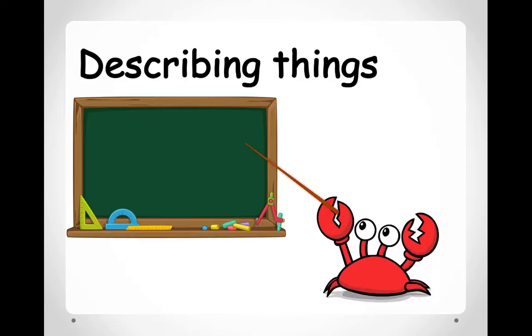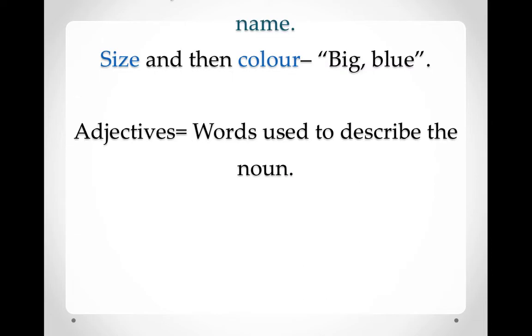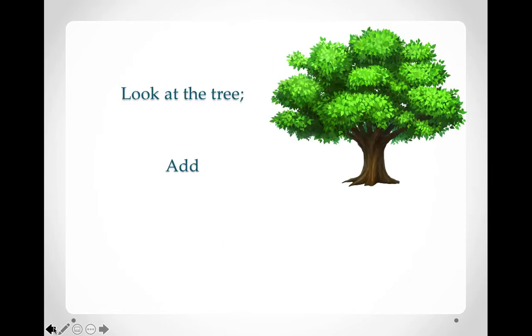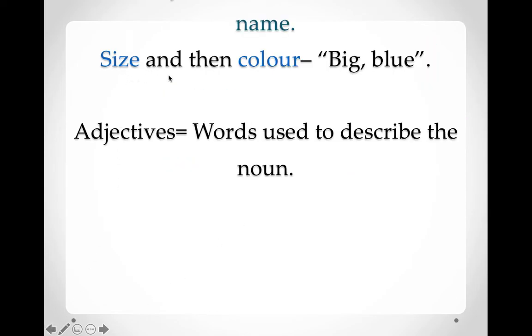Now let's get started. Today you are learning about describing things. You are going to describe different objects using size and then color. For example, big and blue. Big comes first, which is the size, then the color, which is blue.